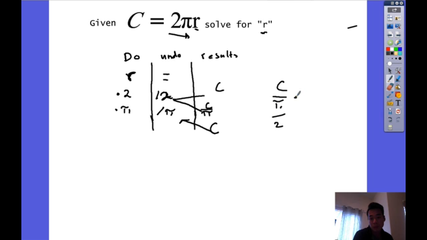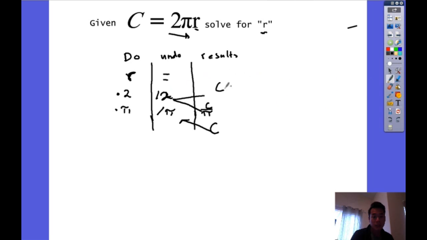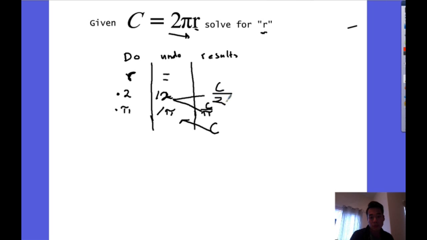Dividing by 2 is the same thing as multiplying by 1/2. What happens here is I get C over 2 pi, because I'm multiplying fractions. Okay, so whenever you're dividing by a number, it's the same thing as multiplying by its reciprocal. In this case, dividing by 2, the reciprocal of that would be multiplying by 1/2. But you don't really have to do all that. You can just take the entire expression and divide by 2 pi.